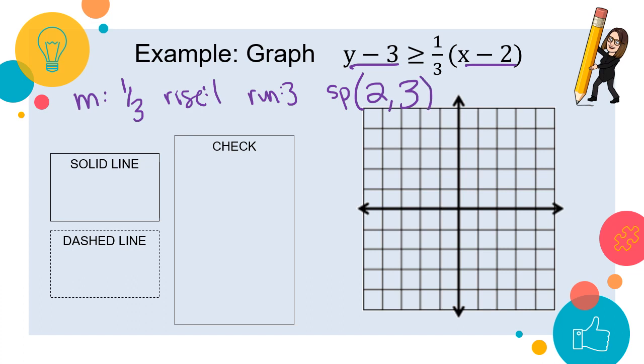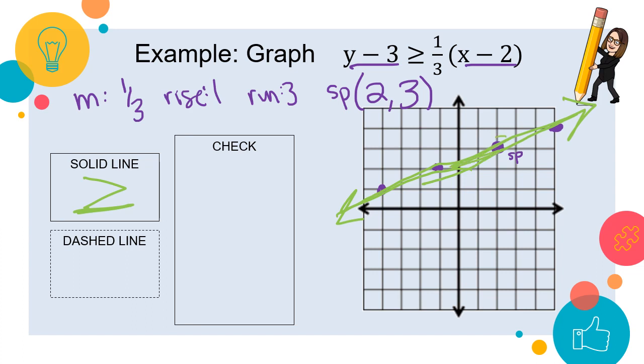So let's graph. Our starting point is at 2, 3. There's my SP. I'm going to count rise 1, run 3. Oop, I ran out, so I'm going to go the other way. Down 1, left 3. Down 1, left 3. It's a positive sloping line because it's a positive 1/3. But now I need to decide solid or dashed. Solid, because there's a line under it. It's or equals to, which means I draw a solid line through with arrows on the end.